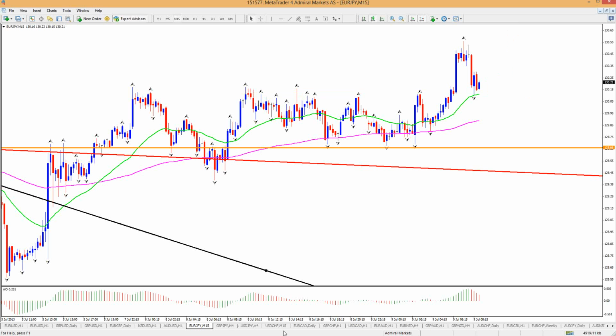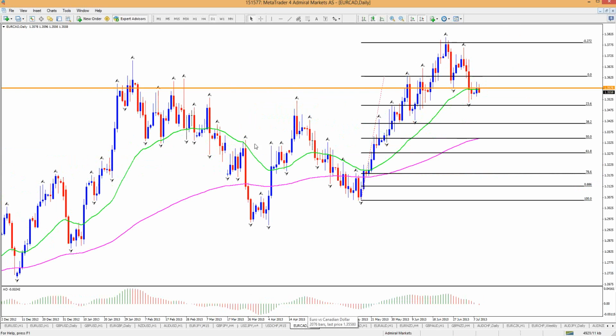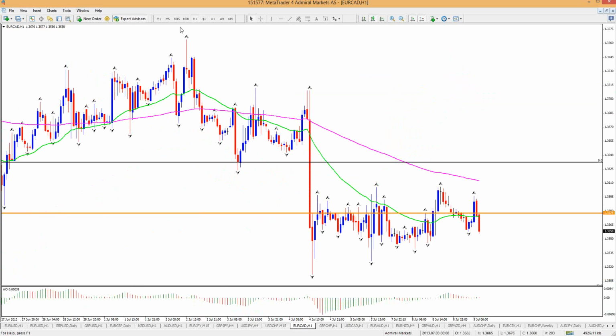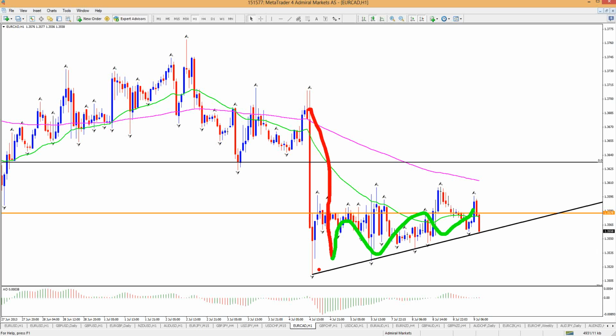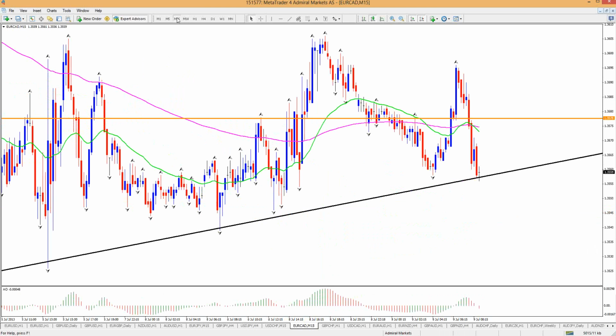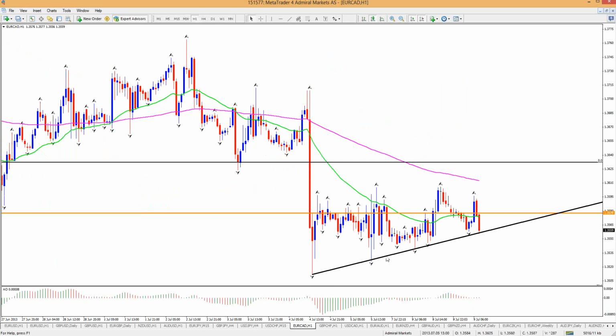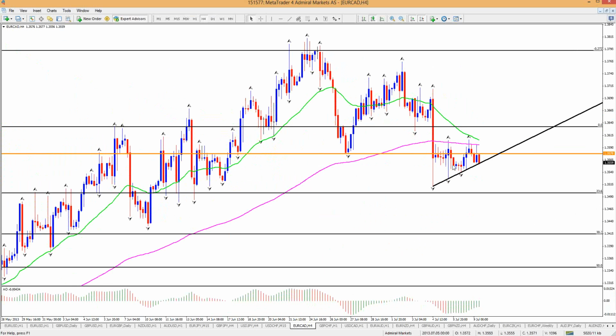Let's take a look at EuroCAD quickly. EuroCAD is funny. It's actually the opposite of the dollar CAD. It has a big move down, correction up, and we have a trend line connecting the bottoms here. That's funny. That could actually be a good break to the downside here.